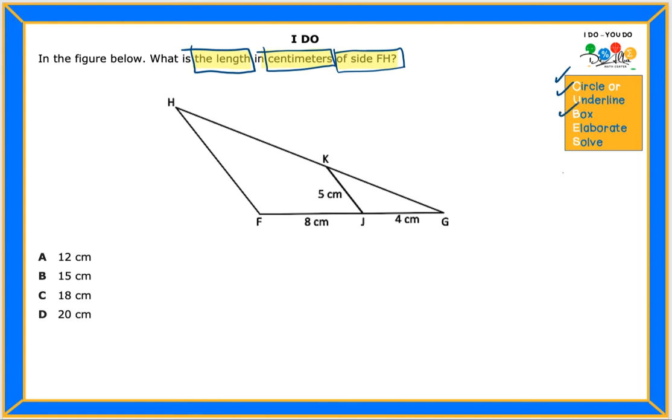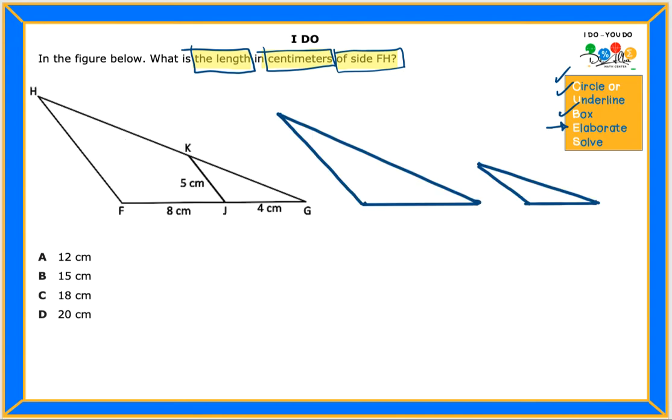Now we have to elaborate. Since this is a shape inside another shape, for elaborate my strategy is to separate the shapes first. So I'm going to pause the video so I can draw the two separated triangles. Okay, my triangles will look like this. And I'm going to get started by identifying the big triangle right here.